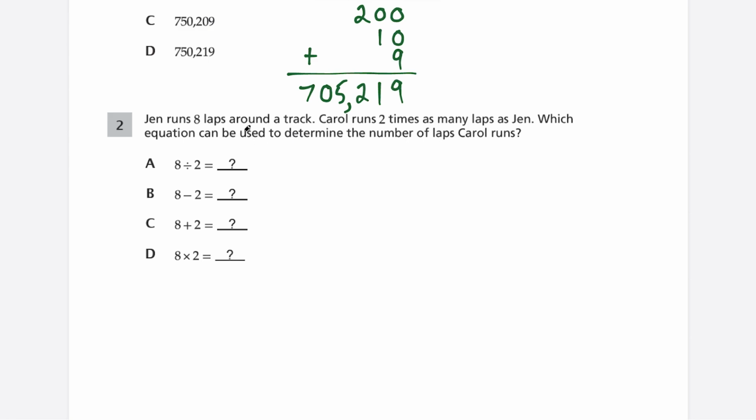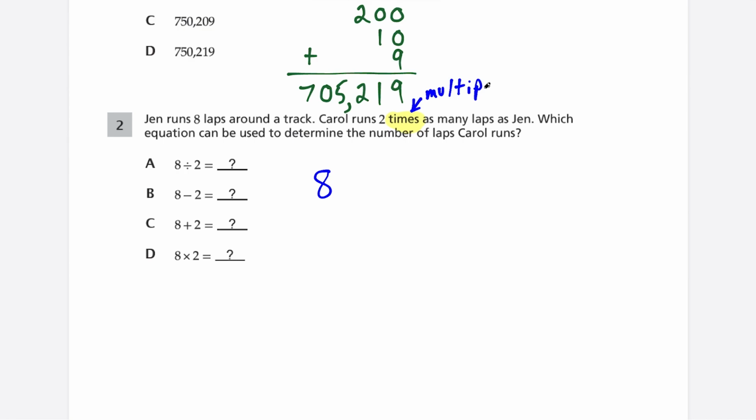Question 2, Jen runs 8 laps around a track and Carol runs 2 times as many laps as Jen. Which equation can be used to determine the number of laps Carol runs? So we're starting out here with Jen runs 8 laps around a track. And the million-dollar phrase in this question is Carol runs 2 times as many laps as Jen. Now the word times tells you to multiply. Okay, so we are going to multiply here.